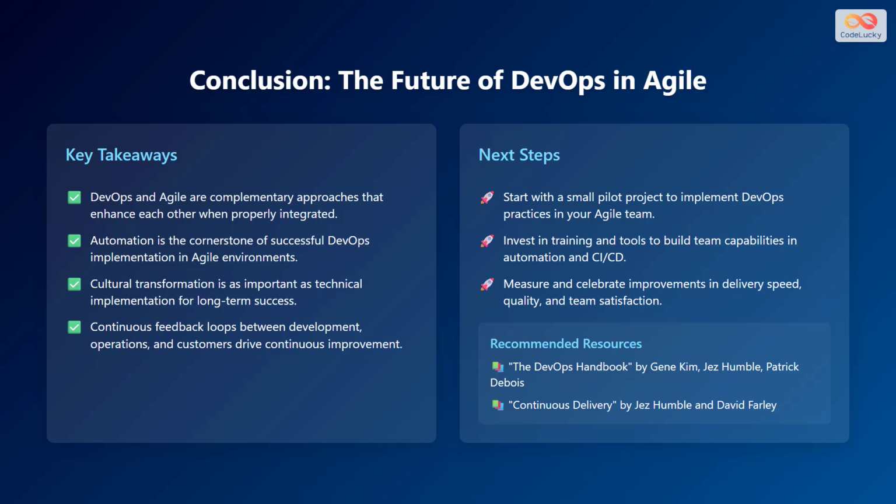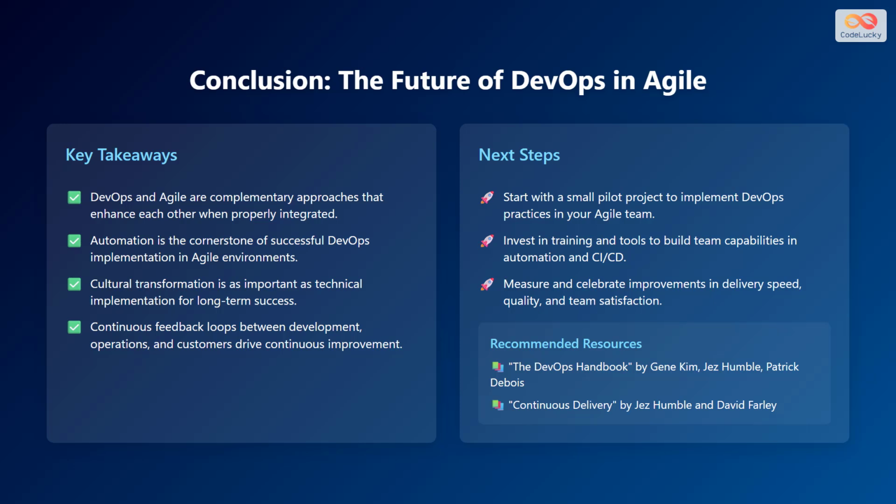In conclusion, let's recap the key takeaways and next steps for integrating DevOps in Agile environments. DevOps and Agile are complementary approaches that enhance each other when properly integrated. Automation is the cornerstone of successful DevOps implementation in Agile environments. Cultural transformation is as important as technical implementation for long-term success. Continuous feedback loops between development, operations, and customers drive continuous improvement.